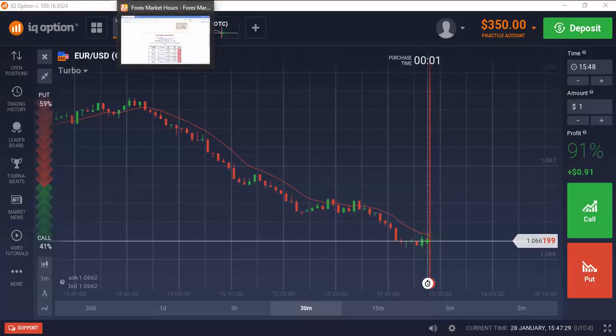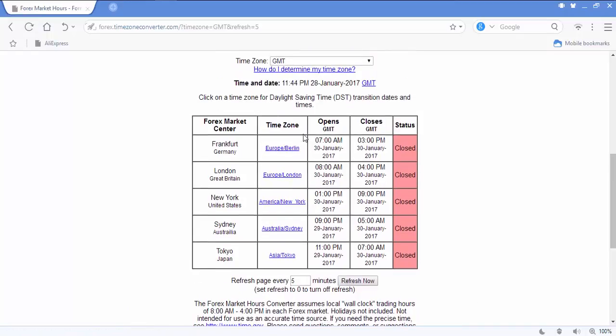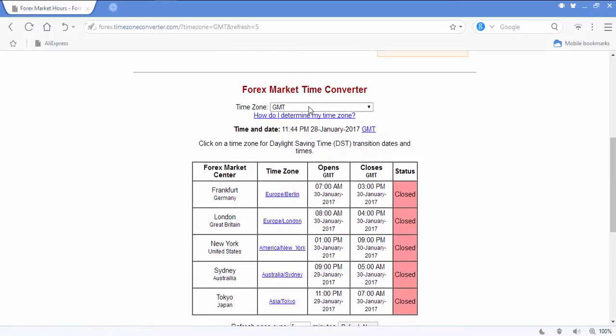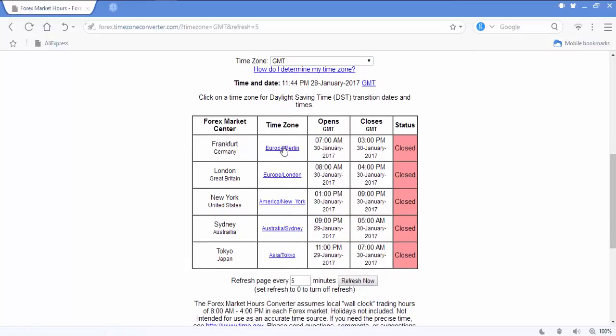And this is how the Forex time converter looks like. As we can see, all markets are closed now, but if you should come back on Monday, you can also change your time zone, and this will tell you exactly the markets that are open during that session. This will be indicated here with a light green background with the word open.